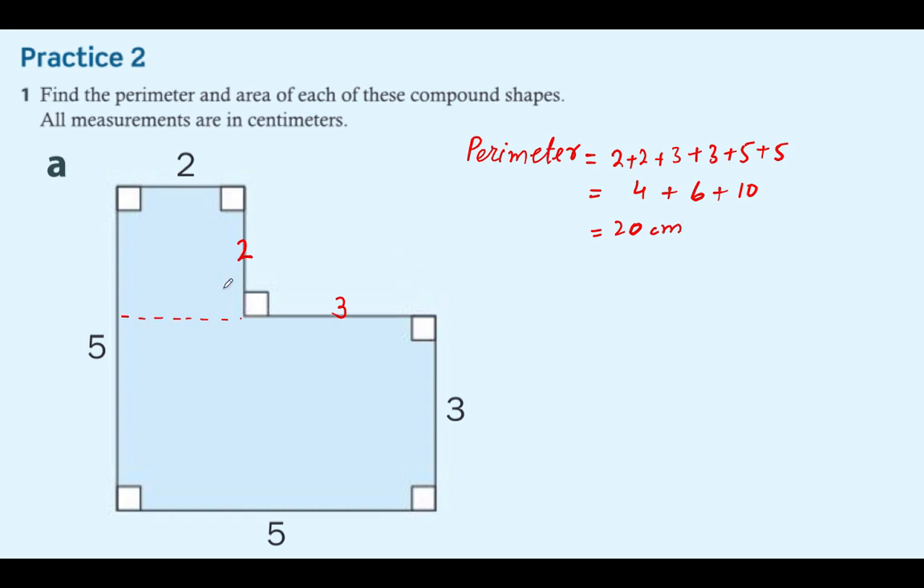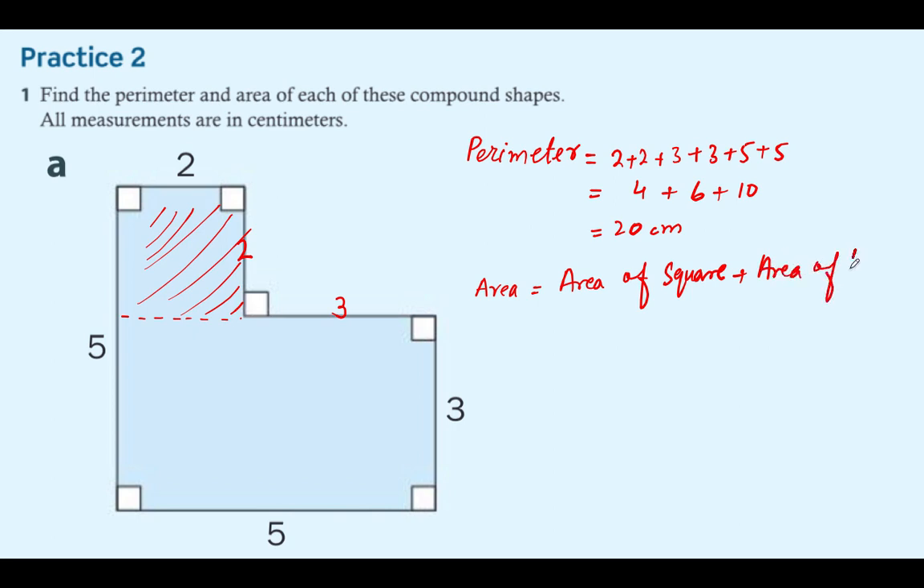Now the area. For the area of compound shapes, you just need to add the area of all shapes that are attached. So area of square and area of rectangle. So area will be area of square plus area of rectangle. So area of square is 2 by 2 because the dimensions are 2 and 2, and the area of rectangle is 5 times 3 because the dimensions of this rectangle are 5 and 3. So 2 2s are 4 and 5 3s are 15, so it's 19 centimeters squared.